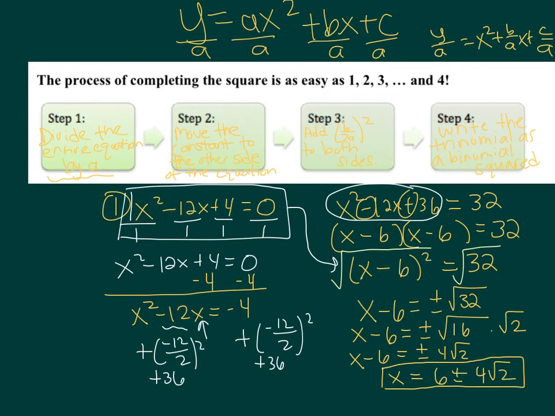So that's a complete example of how to complete the square and then solve via square roots once the square has been completed. Let's continue on to another example.